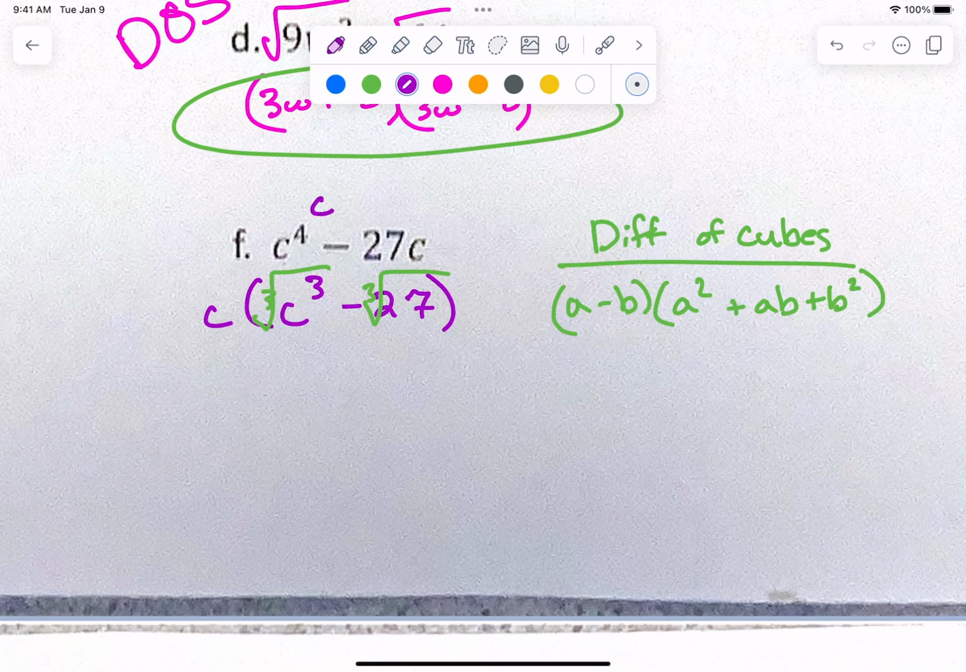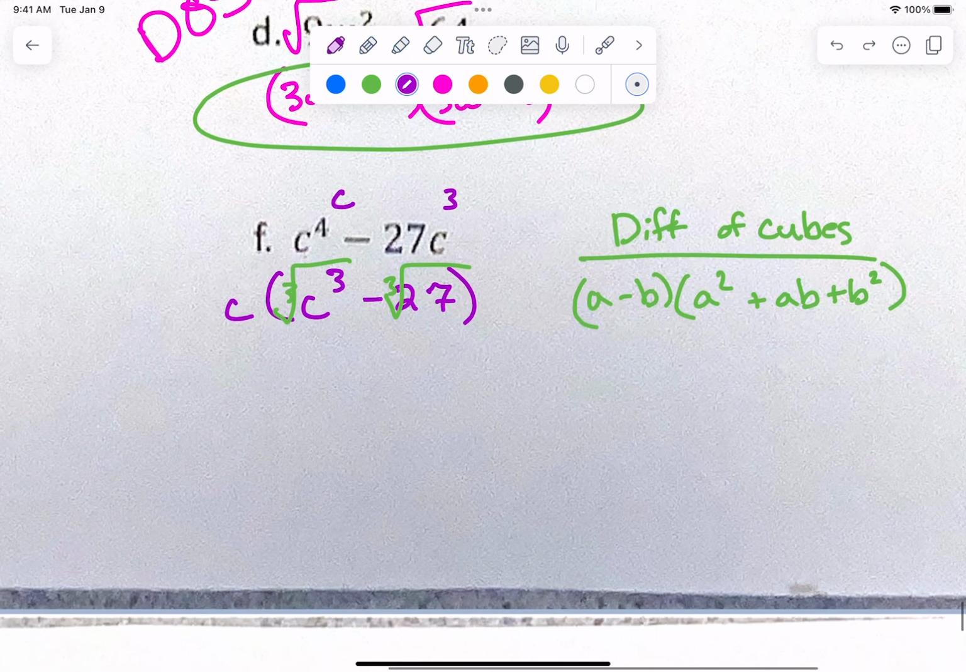C, and what's B? Don't we need to flip the 3? The second one doesn't need to change? No. This is the minus. Nope. The last one, nope. It's just the middle one that changes. Okay. So A is C and B is 3.